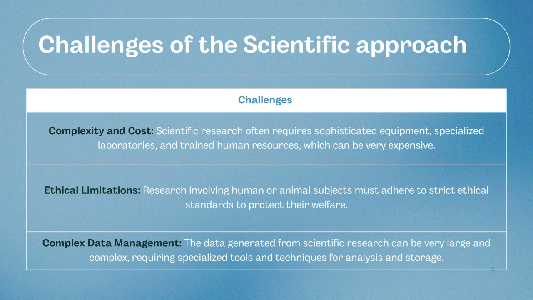And the challenges of the scientific approach. So here are three challenges of the scientific approach. Number one is complexity and cost. Scientific research often requires sophisticated equipment, specialized laboratories, and trained human resources, which can be very expensive. And number two is ethical limitation. Research involving human or animal subjects must adhere to strict ethical standards to protect their welfare.